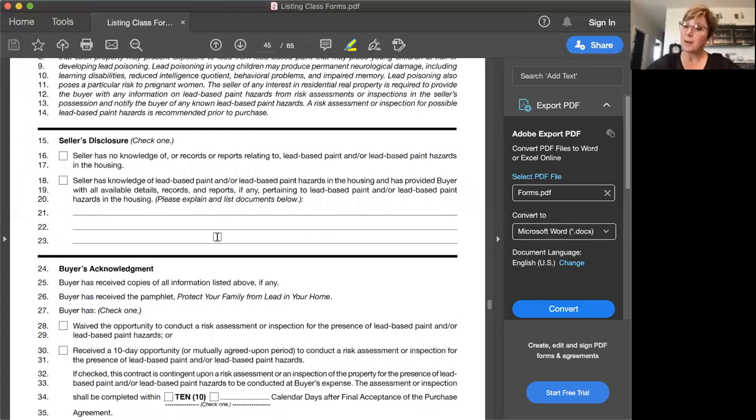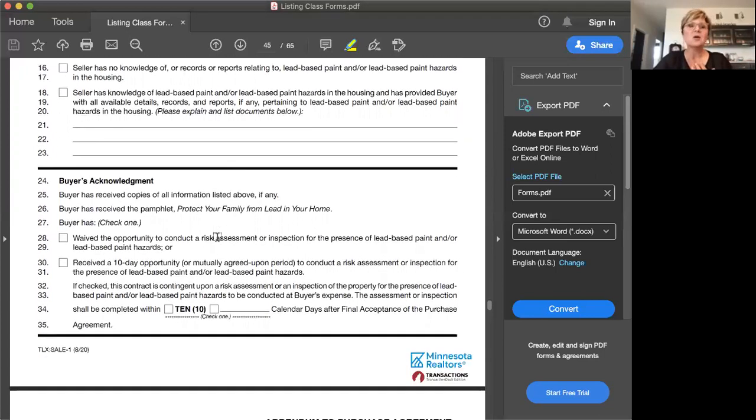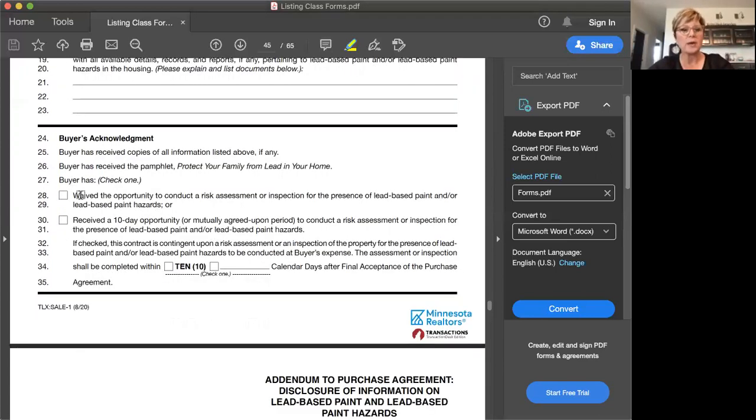Okay. So then when a buyer wants to make an offer on that house, they can print that out, and then they will fill out either line 28 or line 30. So either they waive their opportunity to test the paint, or they receive a 10-day opportunity to do a risk assessment on the paint.